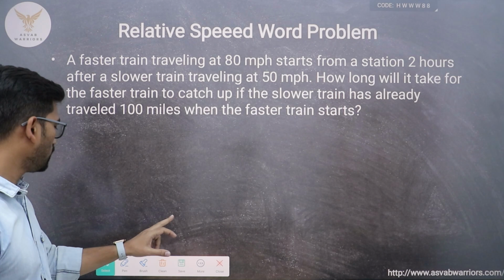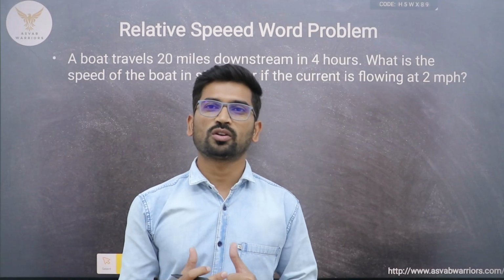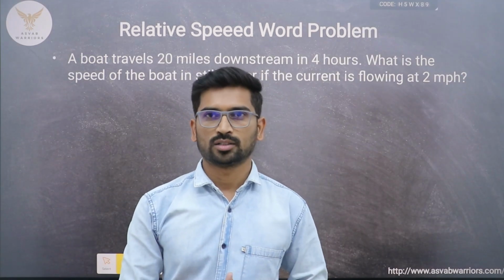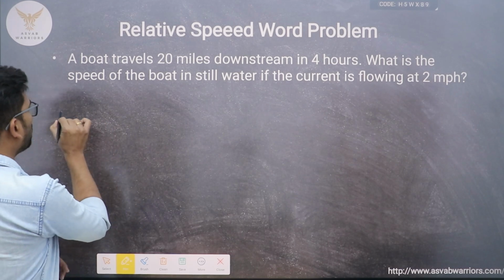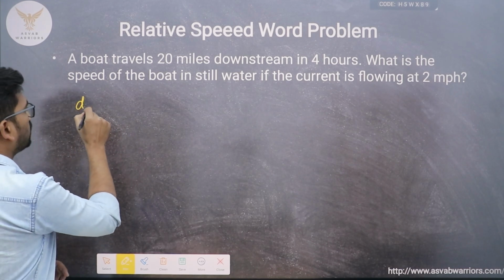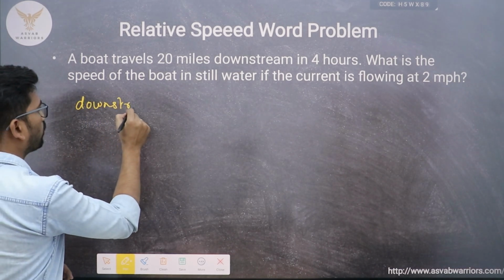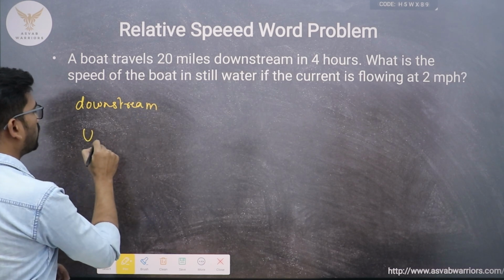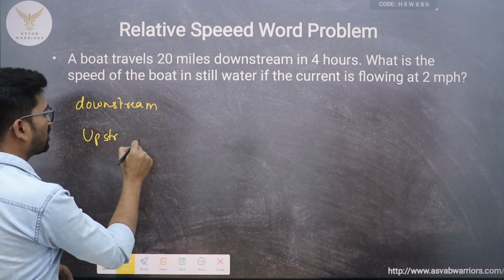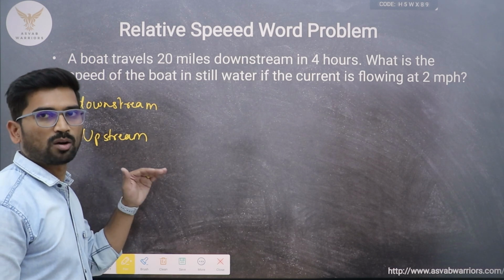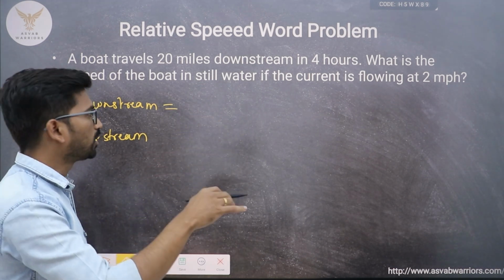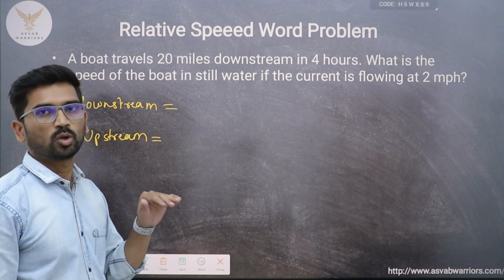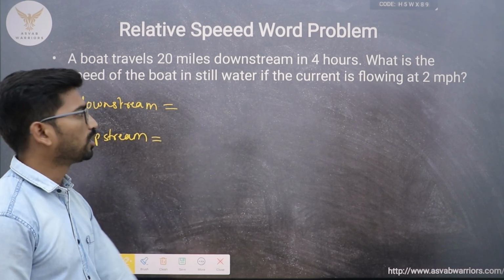Let's take another example. Now this is the question of boat and current. While solving the question of boat and current, you have to remember 2 points. Either the speed will be downstream, or the speed will be upstream. What does downstream mean? The boat is traveling with the current, or in the direction of the current, and upstream means the boat is traveling in the opposite direction of the current.